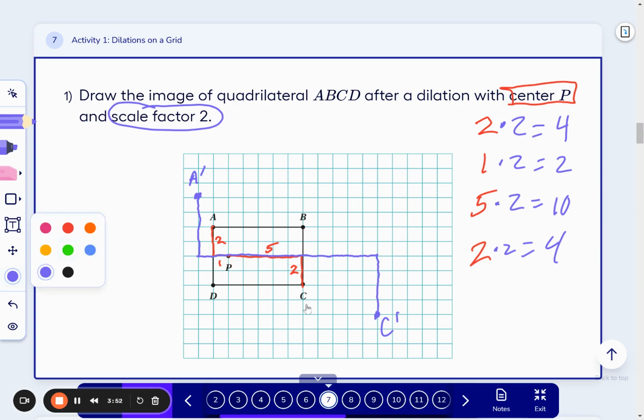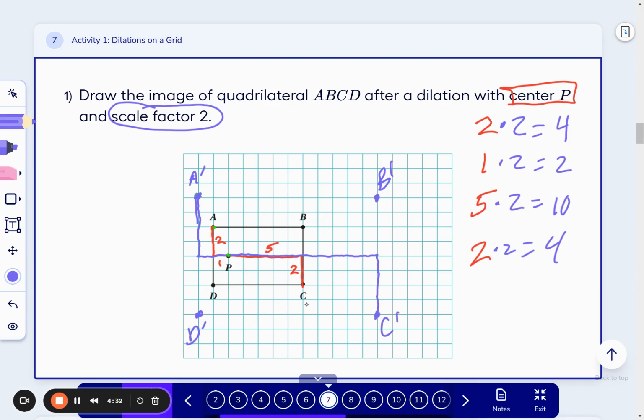You should notice that the line from P to A prime would all be on a straight line. Same thing if you look at P, C, and C prime. They would all be on a straight line. So let's go ahead and complete this for B. B would be 5 and up 2, so out 10, up 1, 2, 3, 4. This would be B prime. D would be left 1, down 2, so go left 2, down 4, 3, 4.